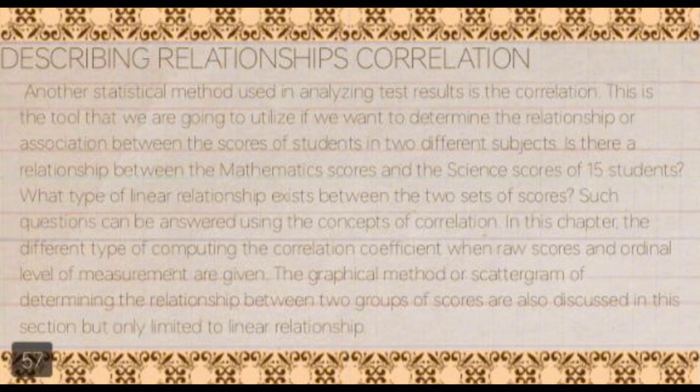Relationship. So here, correlation helps us determine the relationship of association between two sets of scores. So this is where the correlation comes in. It tells us whether the relation is positive, negative, or if there's no relationship at all. A positive correlation means that as a score in one subject increases, the score in the other tends to increase too. A negative correlation means the opposite. When one score goes up, the other goes down.